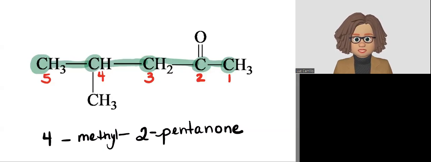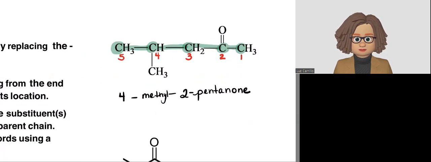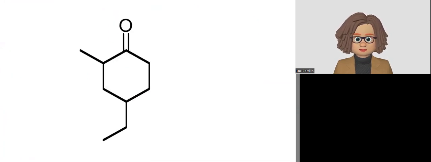Ketones can also be cyclic. So let's do an example like that. So here we have a cyclic ketone. Take a moment and write down what is the name of the cyclic ketone if it didn't have any substituents, based on the rules that you have learned already how to name these functional groups.